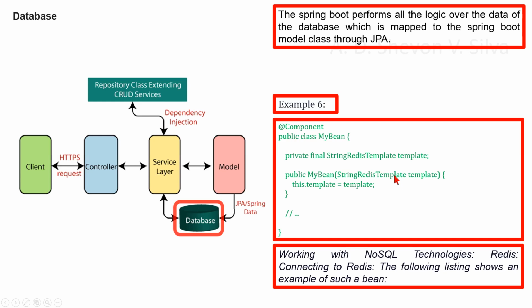By default, the instance tries to connect to a Redis server at localhost:6379. The following listing shows an example of such a bean. You can also register an arbitrary number of beans that implement LettuceClientConfigurationBuilderCustomizer for more advanced customizations.